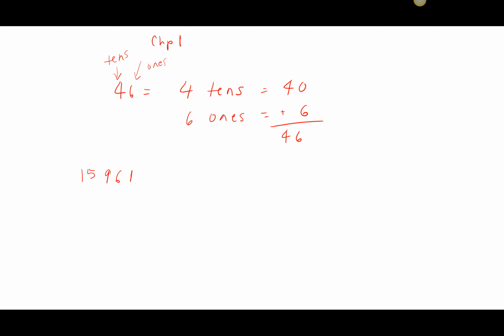Okay? Now, if we have something like 15,961, again, this is going to be the ones place. Just a review. This will be the tens place. This is the hundreds. This one is thousands. And this one is 10,000s.